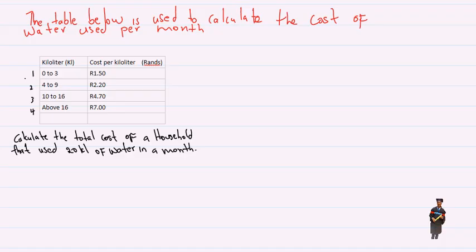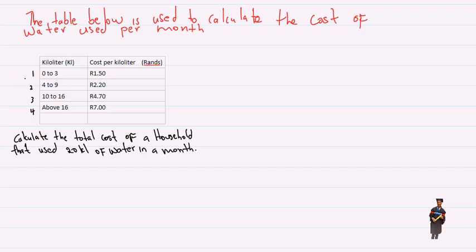In level number 1, we have 0 to 3 kiloliters, and the cost is going to be 1 rand 50 per kiloliter. And then level 2, we have 4 to 9, and the cost is 2 rand 20 per kiloliter. Be careful, this is the cost per kiloliter. In level 3, we have 10 to 16 kiloliters, of which the cost is 4 rand 70 per kiloliter. And in level 4, we have above 16, and the cost is 7 rand per kiloliter.